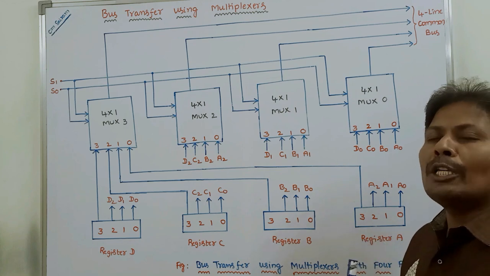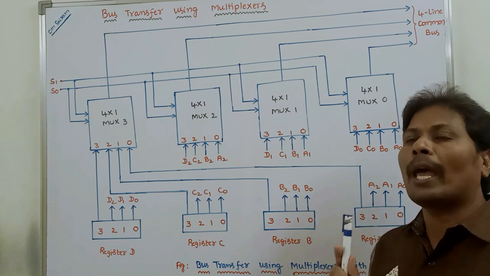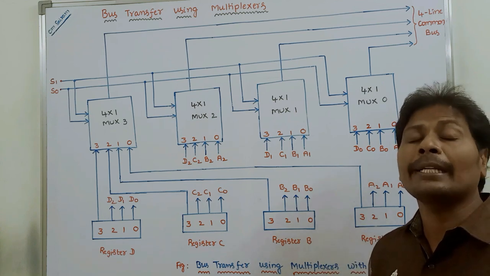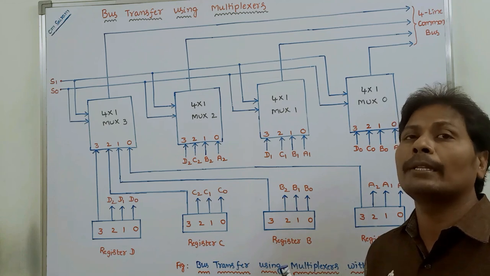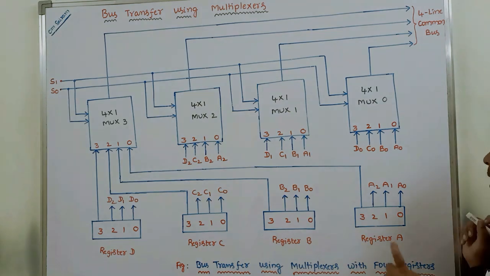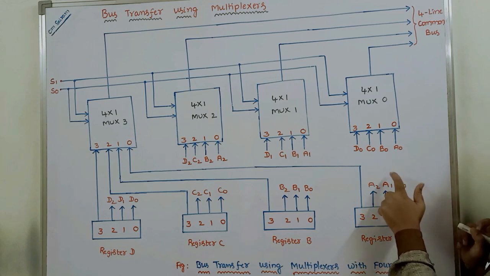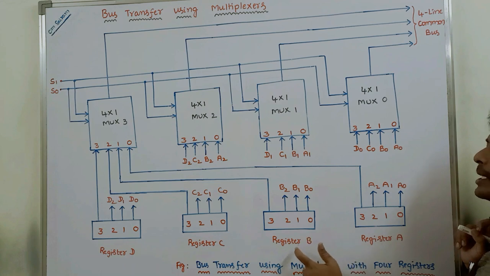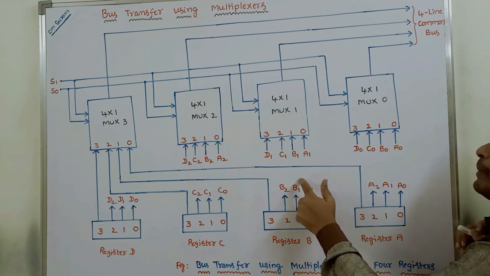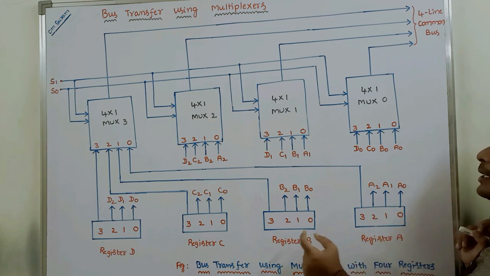Suppose we want to transfer information from one register to another register. A separate line is used between the bits of those two registers. For example, I am taking register A and register B. Register A contains 4 bits: A0, A1, A2 and A3. Register B contains 4 bits: B0, B1, B2 and B3. We want to transfer the information from register A to register B.